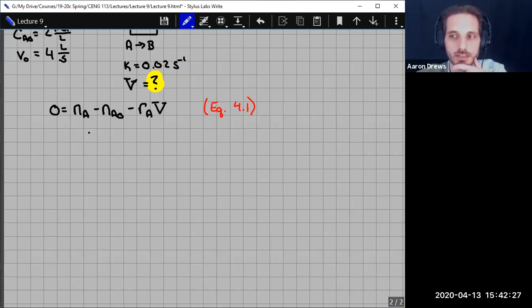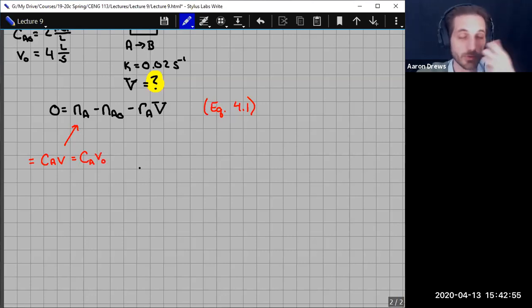So if we look at each one of these, let's do the other ones first, because rates are usually easier. So let's start off with the easier ones first. N sub A, we know, will be equal to C sub A times V, because that's the definition of a molar flow rate. And C sub A times V will be the same as C sub A times V0. The reason that we know that is because it's a liquid. And so these two are equal because it's a liquid.